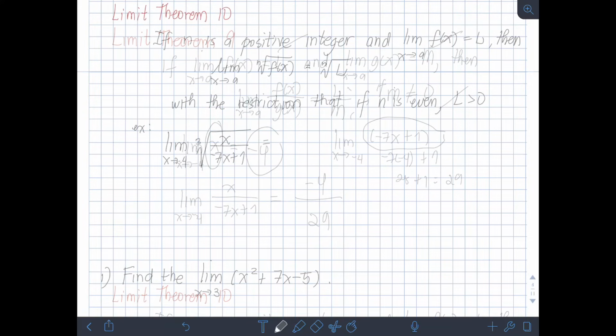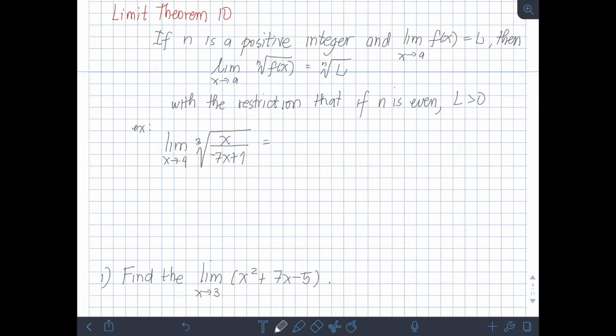Okay? Next, we have limit theorem 10. If n is a positive integer and limit of f of x as x approaches a is equal to L, then limit of nth root of f of x as x approaches a is equal to nth root of L, with the restriction that if n is even, L must be greater than 0.